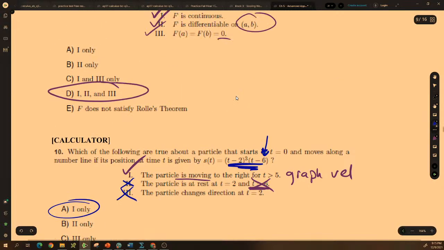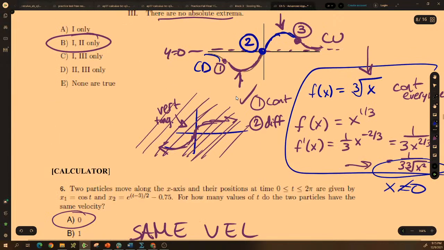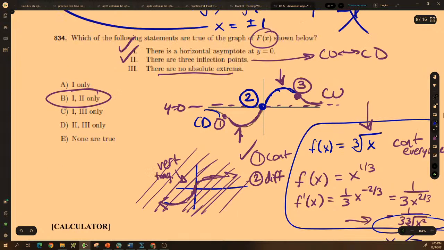Let me look back at 834, what you guys are asking about. So if 834 is the graph of f, why is there a horizontal asymptote if this is the graph of f and not f prime? Oh, yeah. The horizontal asymptote is, I have a lot going on here, but the graph looks like this.